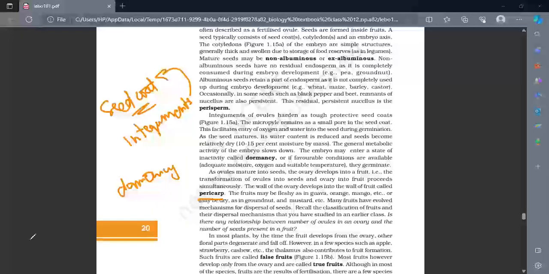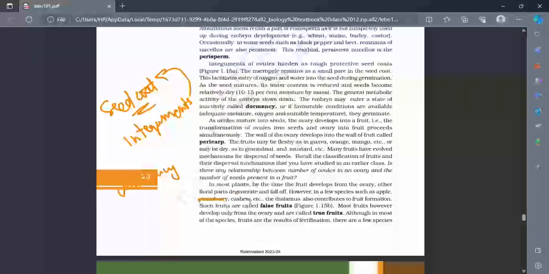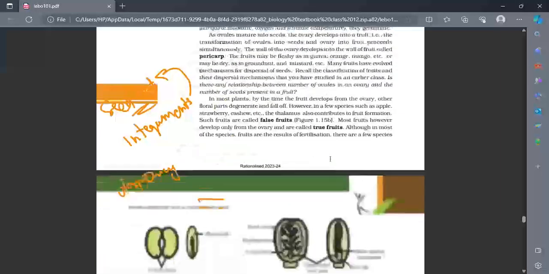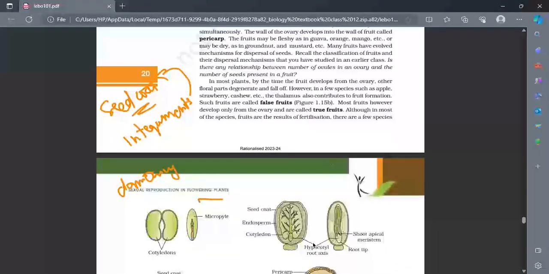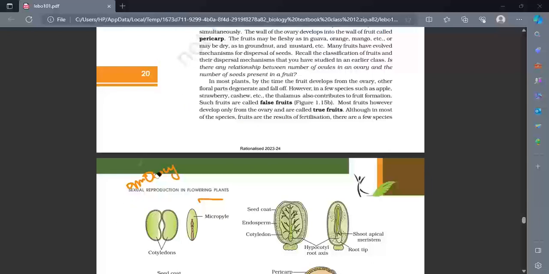Many questions come in examinations which talk about the fate of the structures: what happens to these structures, where the seed coat comes from, what happens to the integument, what the pericarp is made from. So make sure you are able to relate everything. What is this pericarp? It's the wall of the ovary. What is that fruit? It is a mature ovary. What is that seed? It's a fertilized ovule. All these answers should be there in your mind.